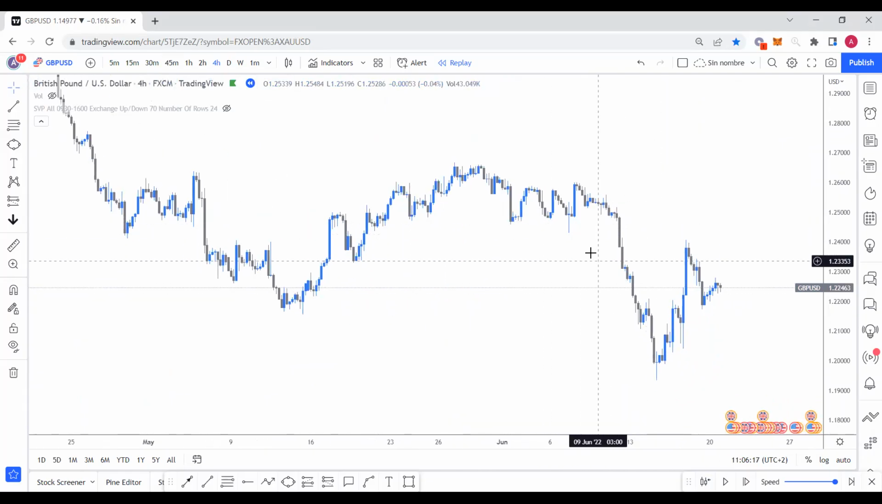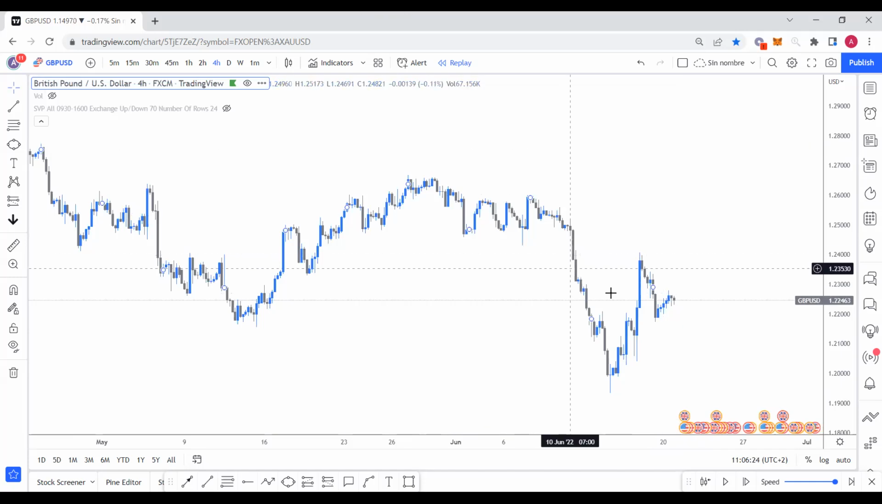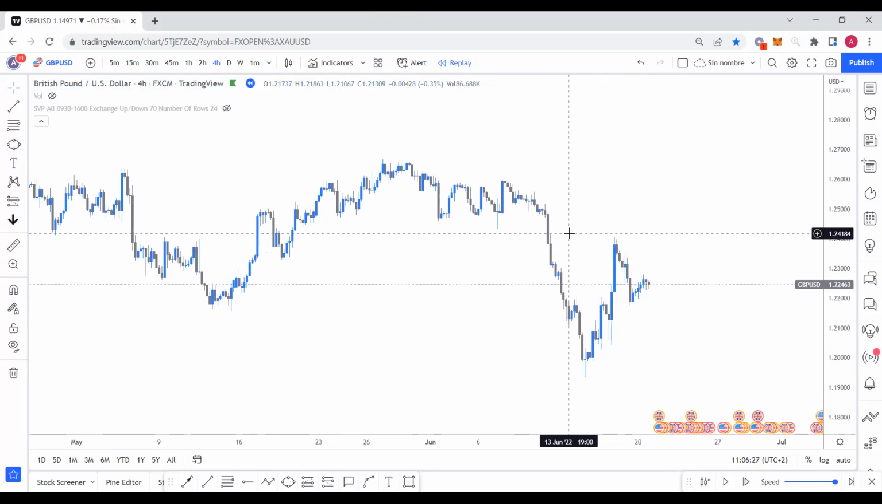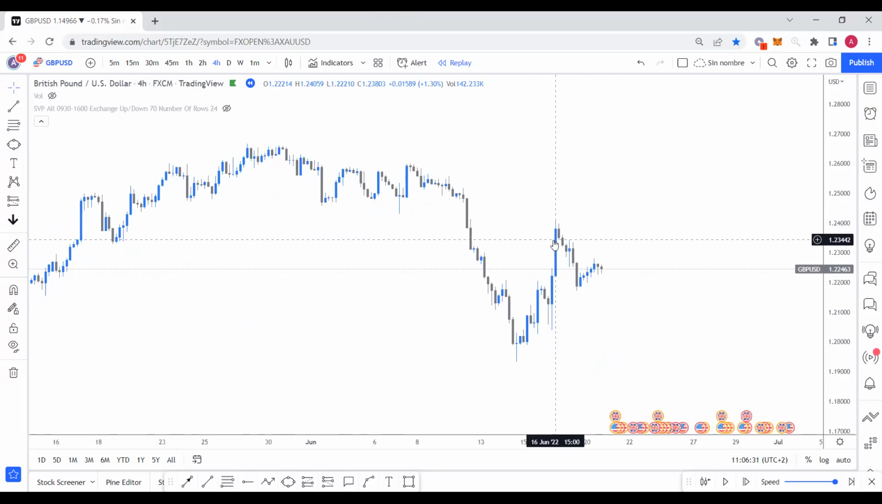Market structure is bearish, okay? Sorry, guys, some of you are messaging me and I'm just trying to read the messages. Okay, let's focus on this setup because this is our strategy. Overall market structure is bearish, okay? So we're going to be focusing only on sells.